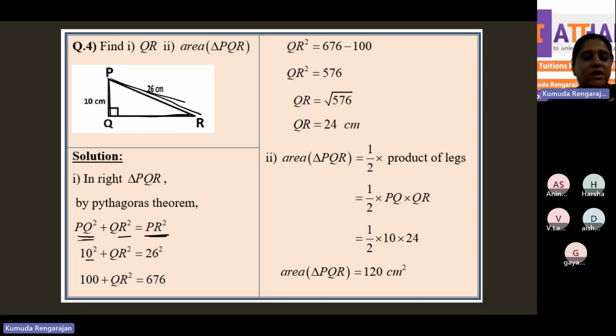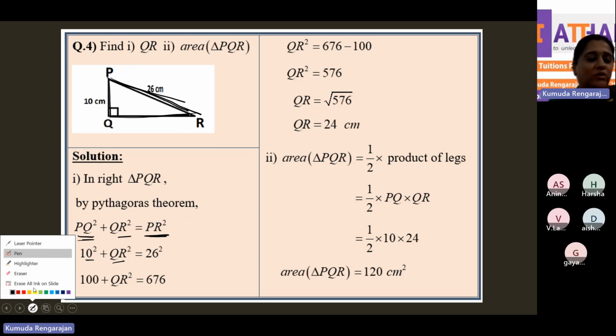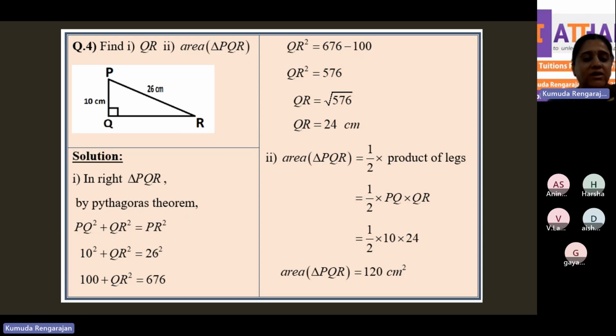PQ is 10, so 10 square. QR we do not know, so QR square is equal to PR square, so 26 square. Substitute the known values. Then 10 square is 100, 26 square is 26 into 26, which is 676. So now transpose. QR square is equal to 676 minus 100. So QR square is equal to 576. Then QR will be equal to the square root of 576.